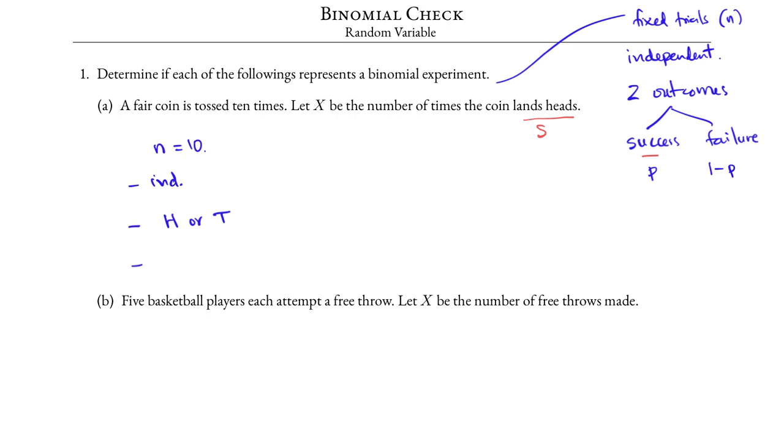What is the probability of success? The probability of success, or getting a head, is p equals 0.5. Therefore, the probability of getting a tail is 1 minus 0.5, or 0.5. And so all of the conditions are met. We say that yes, this is a binomial experiment.